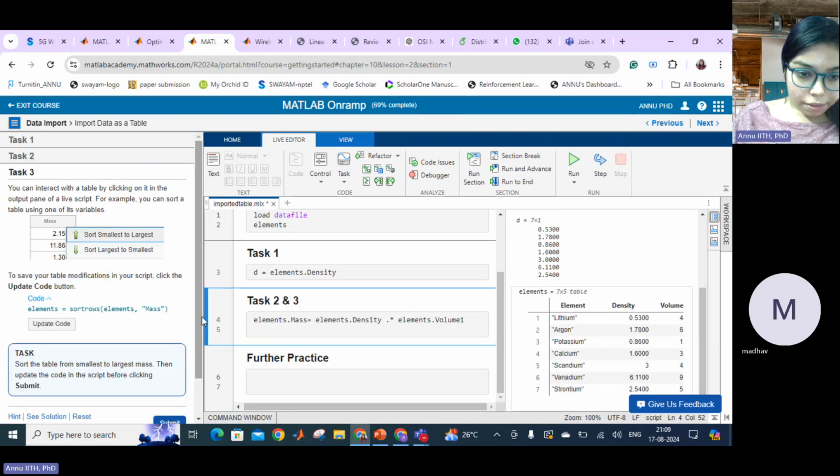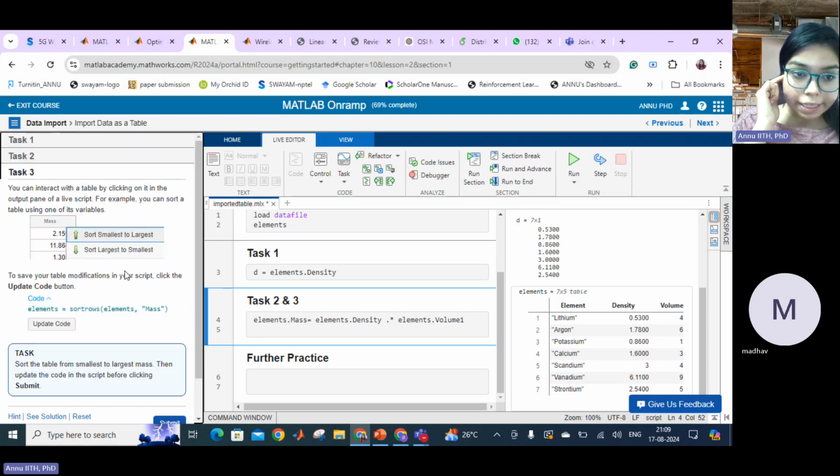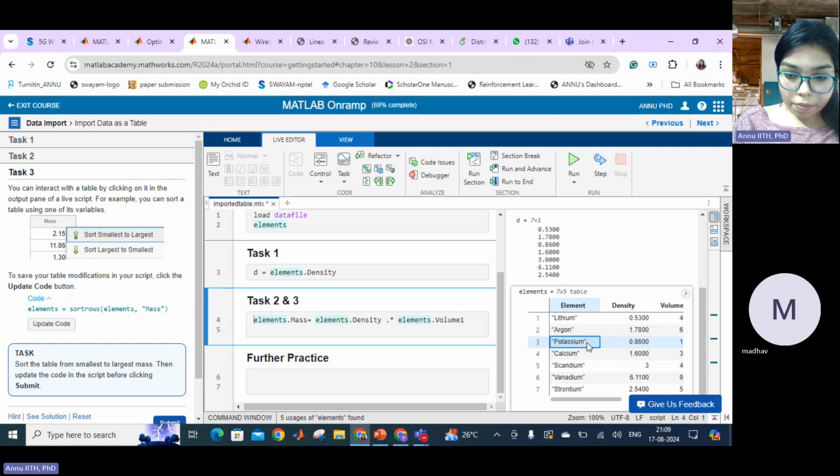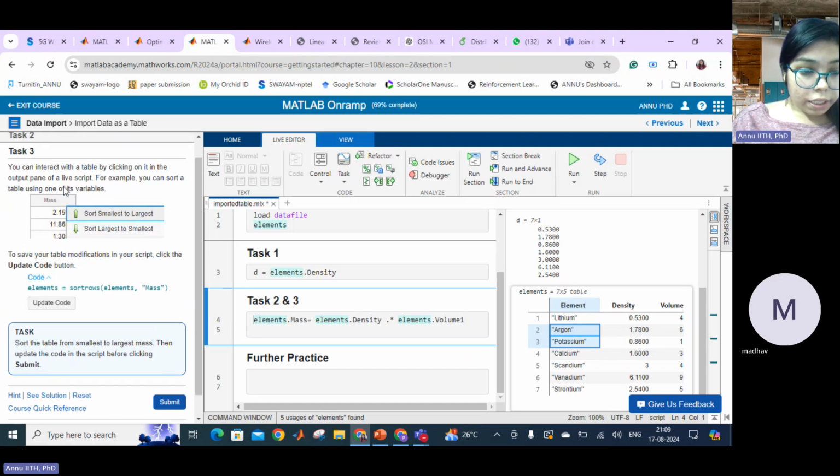Moving to the next task. It is telling that you can interact with the table by clicking on it in the output pane of a live script. For example, you can sort a table. Suppose I want it like this, I can sort or I can do the changes. Sort the table from the smallest to the largest, then update the code in the script before clicking submit. So it is showing sort.